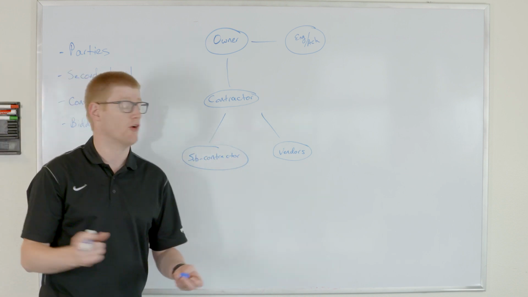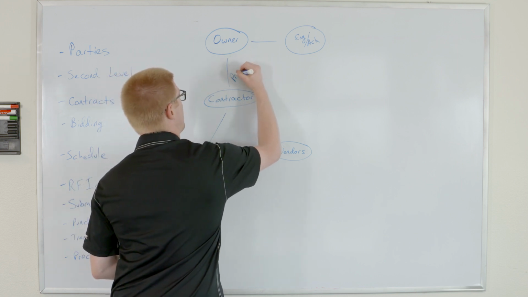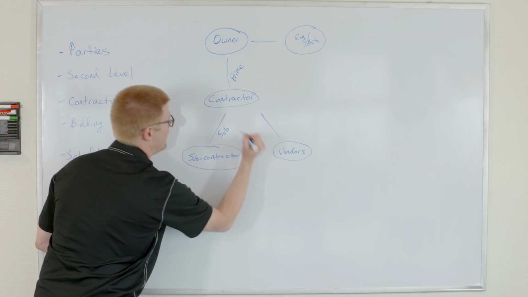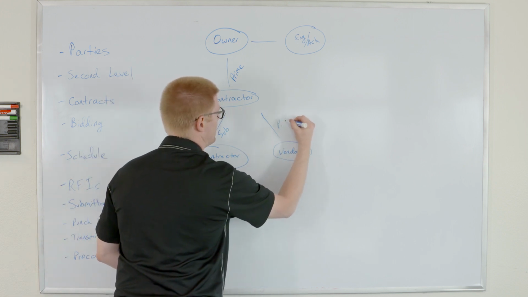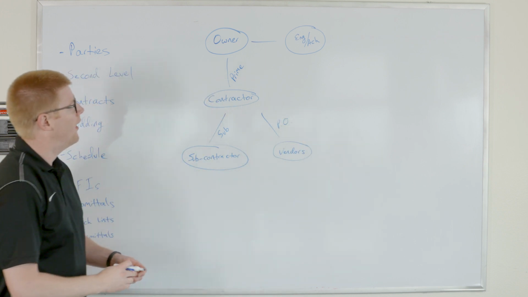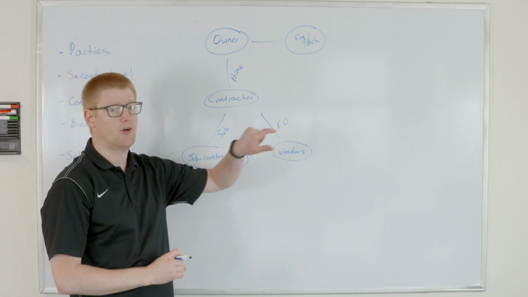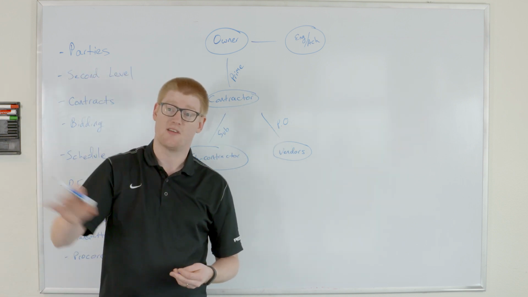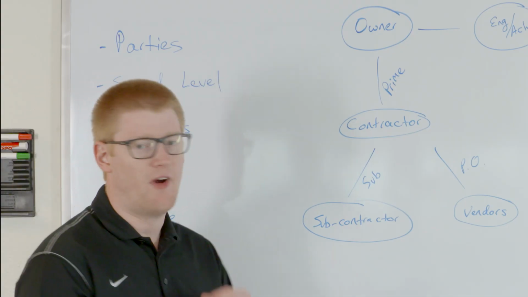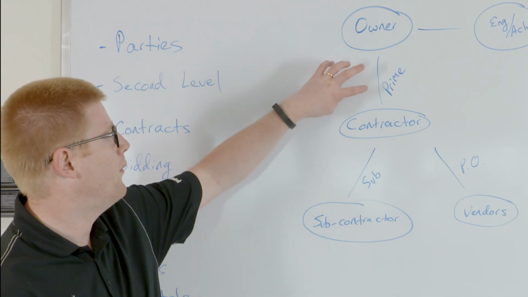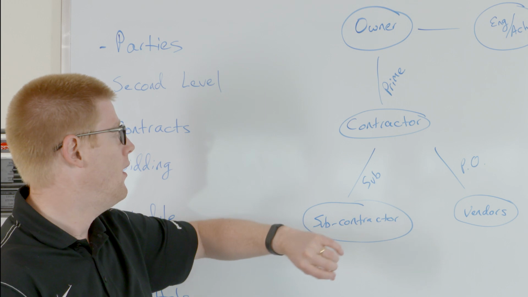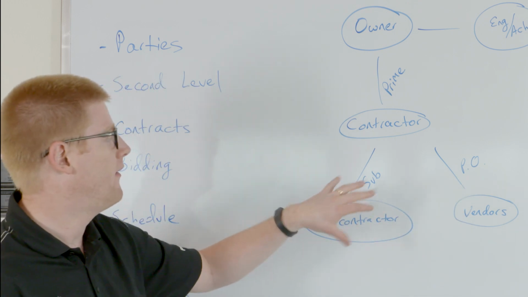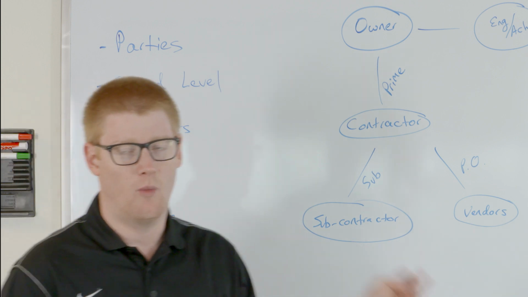So in Procore terms, this would be our prime contract. This would be our subcontract. And this would be our purchase order, or PO. Together, subcontracts and purchase orders in Procore, we call them commitments. They're really representing the cost side of the equation. As far as Procore is concerned, this is what we treat as the prime contract, our subcontract, and our purchase order. And together, subcontracts and purchase orders, we call them commitments.